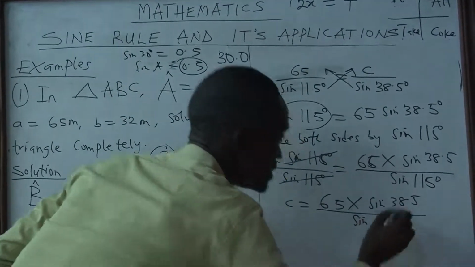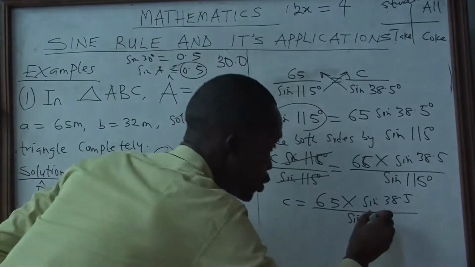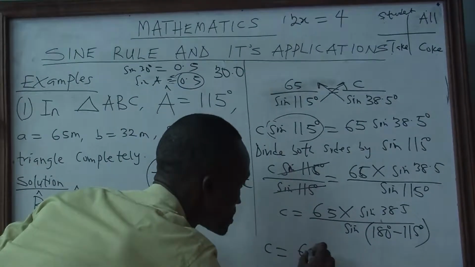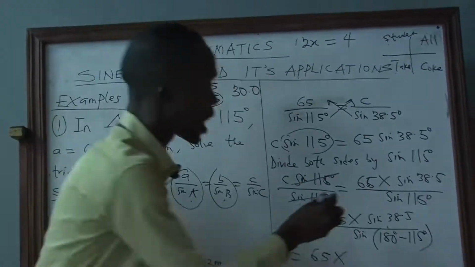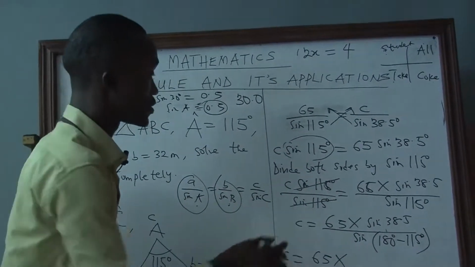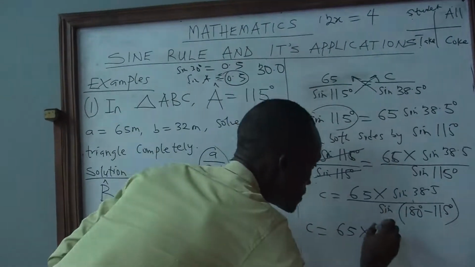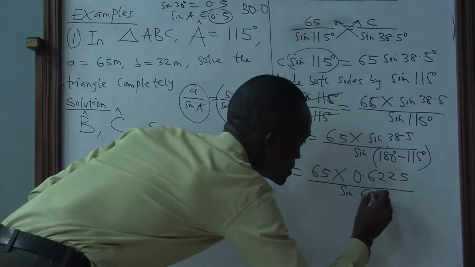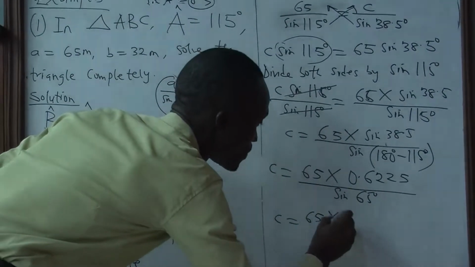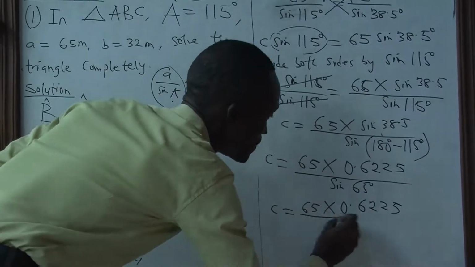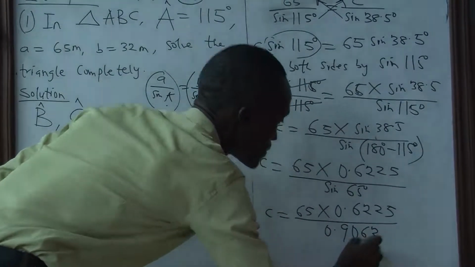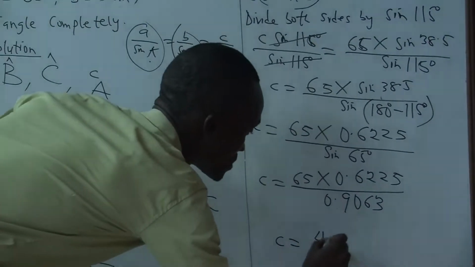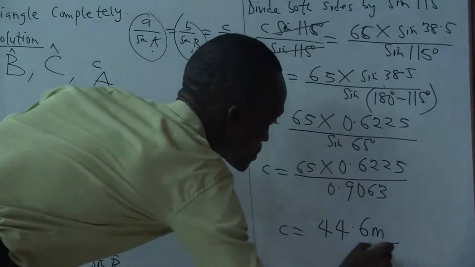divided by sine 115. From here, to check this sine 115 from the four figure table, we have to remove it from 180, and we have C to be 65, then sine 38. If you go to our four figure table, sine of angles, if you check 38 under 5, we have 0.6225 divided by, this one is sine 65, and C from there will be 65 multiplied by 0.6225 divided by 0.9063. And if you press our calculator for this, we have the value of C to be 44.6 meters.